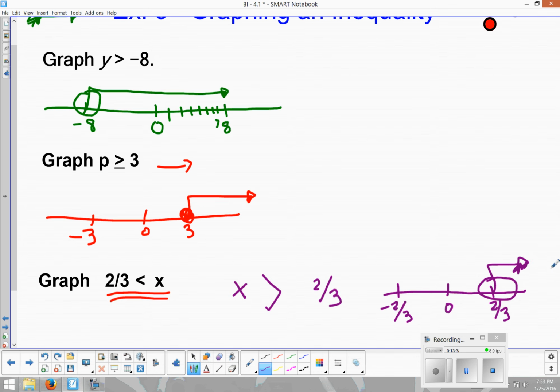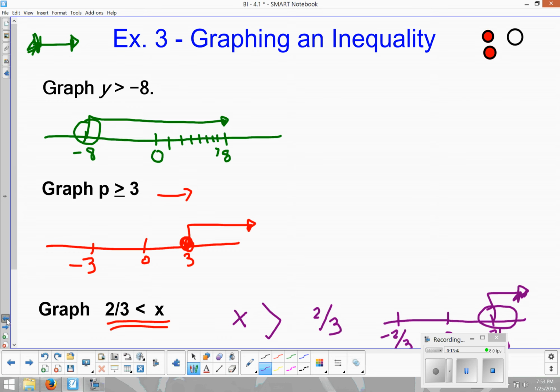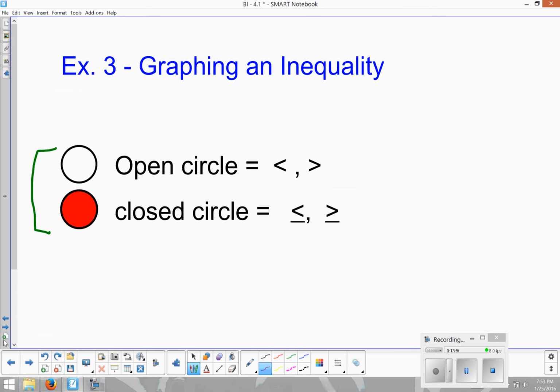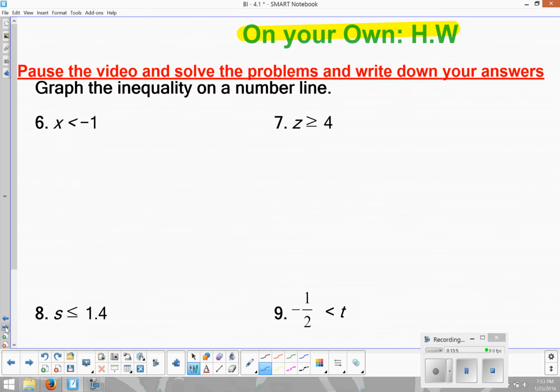So if you didn't understand this part, go ahead and pause it and replay this section again so that you can understand it for the homework questions in the next slide. Okay? Again, make sure you review this slide because it's very, very important. All right, go ahead and try number 6, 7, 8, and 9 on your own on the same homework paper. So you should by now have 9 questions, okay?